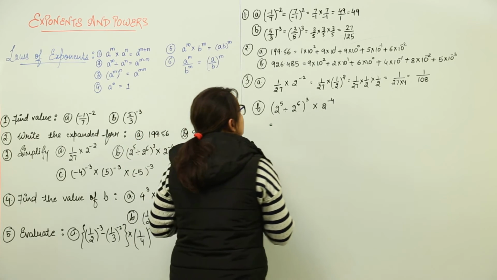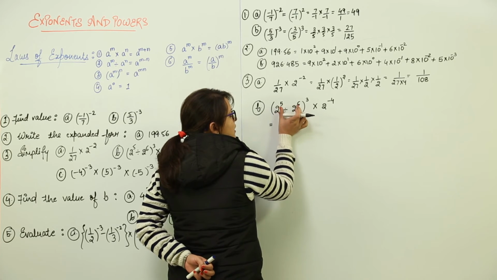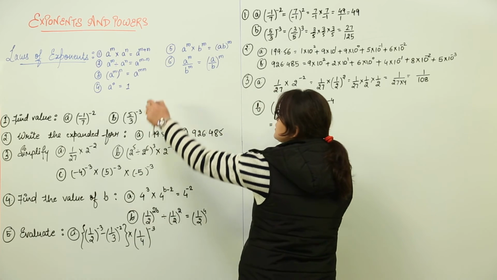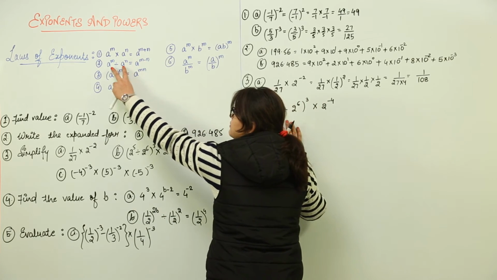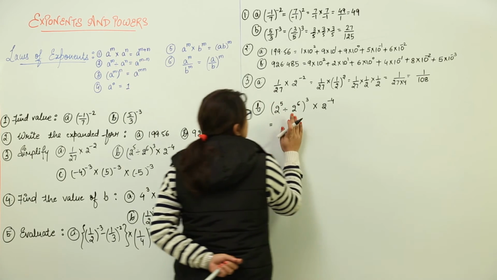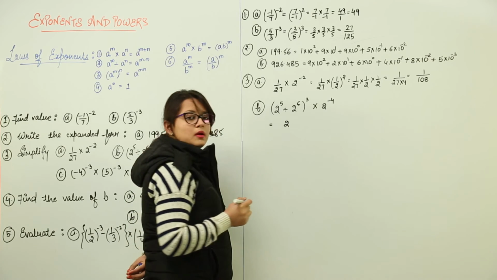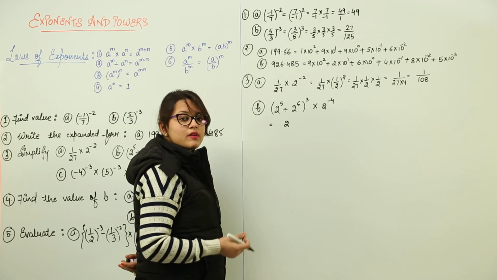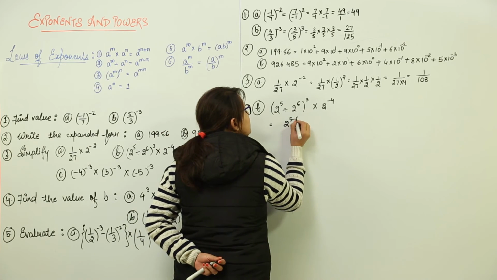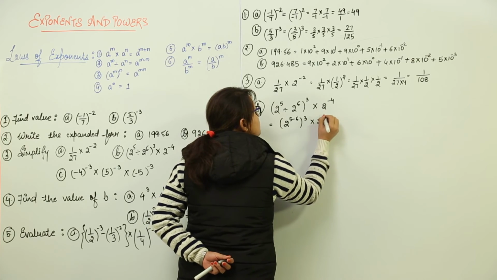So here we can see that both the bases have some power and the bases are same, they are getting divided. So we can apply the second law that we have learned. When the bases are same and they are getting divided, the powers will get subtracted. So over here the base will remain the same, but the powers will get subtracted. So your power will become 5 minus 6, raised to power 3, into 2 raised to power minus 4.